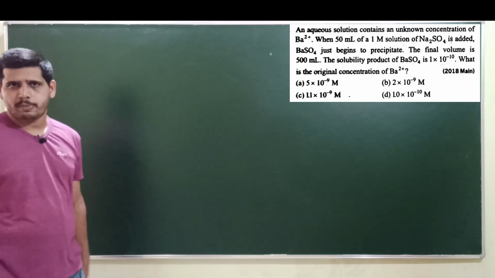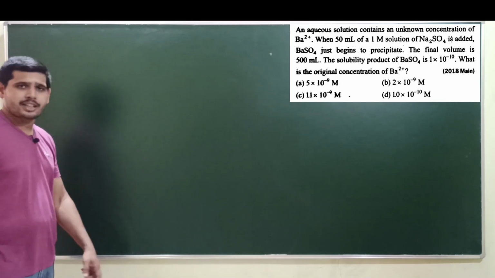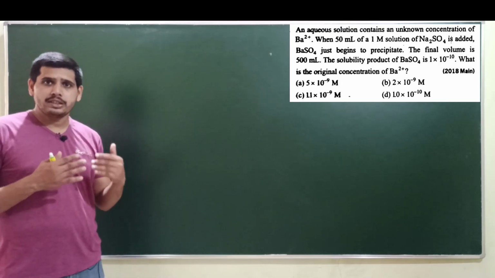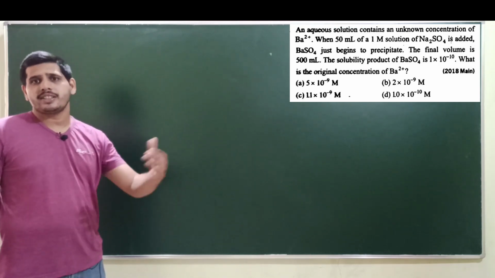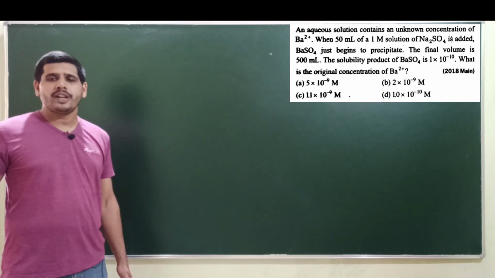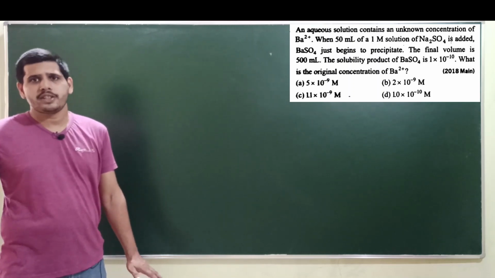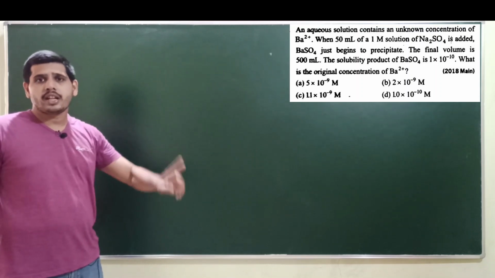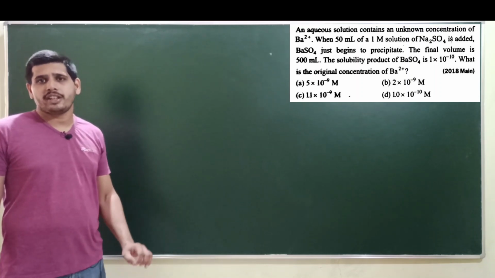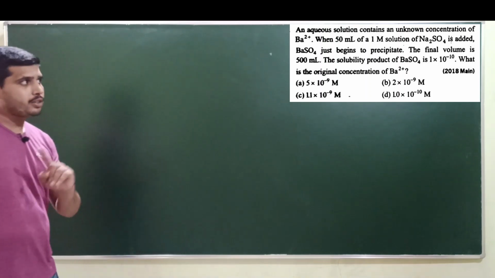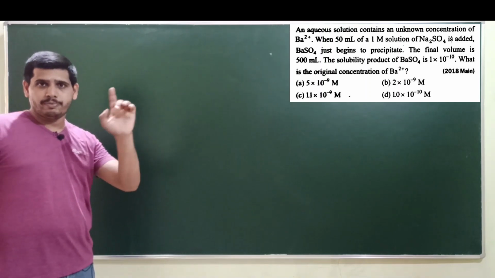Just precipitation takes place. Solubility product is given because at this particular point, when the precipitation just begins, ionic product is equal to the solubility product. Later on, ionic product is going to exceed, thereby precipitation completes. So that is the concept. Now, the original concentration of barium 2 plus ion taken is to be calculated. Very interesting it is. Remember, we are not given the volume or concentration of barium ion.